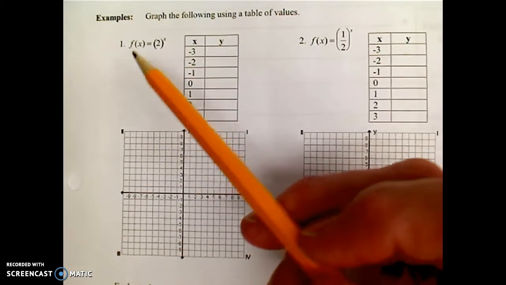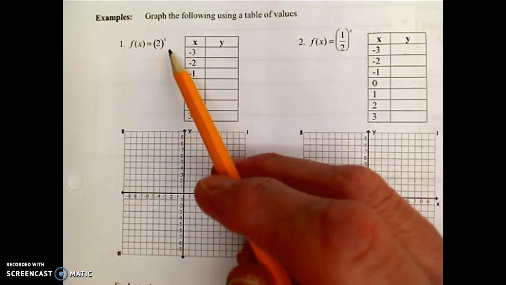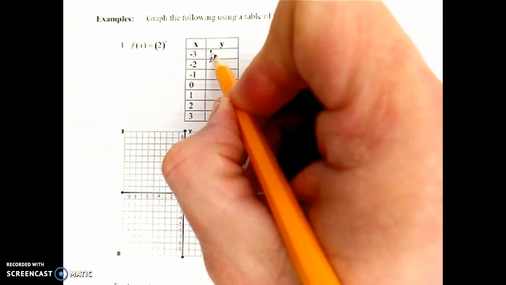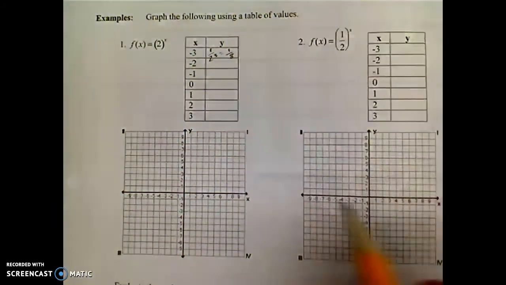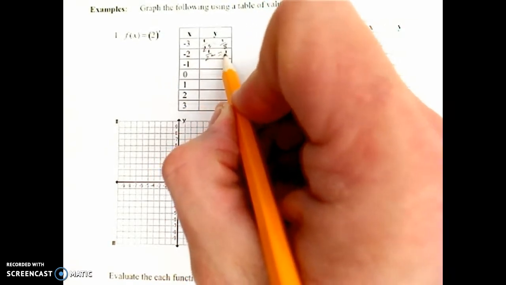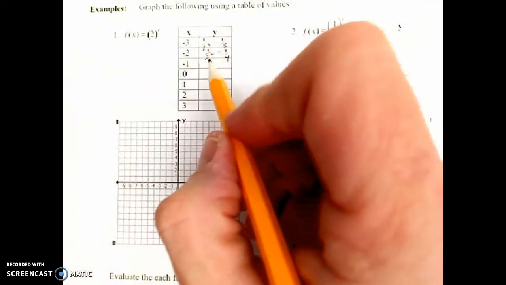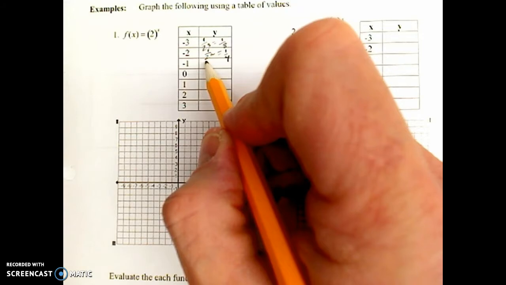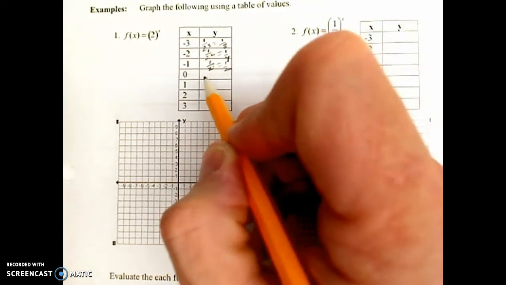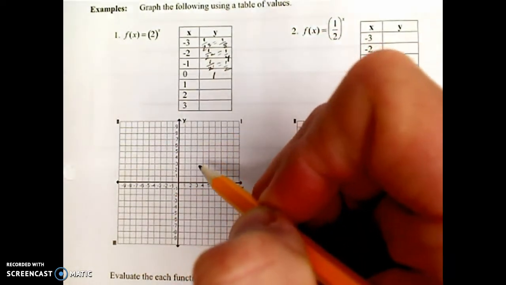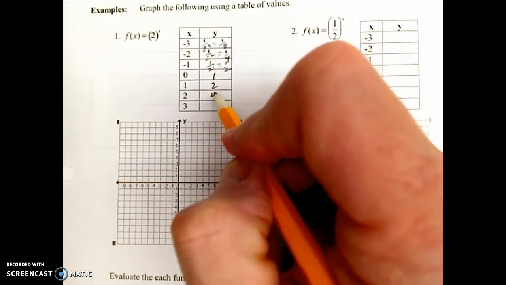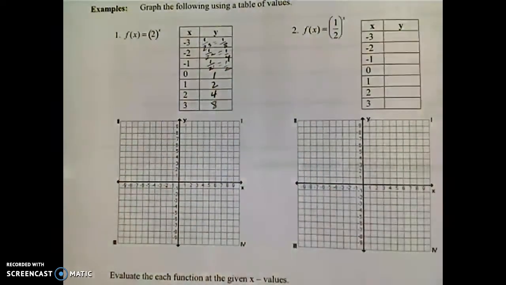We're repeatedly multiplying 2. So let's raise 2 to the negative 3 power. Remember what that means: that means 1 over 2 to the third, so that's 1/8. 2 to the negative 2 is 1 over 2 squared, that's 1/4. 2 to the negative 1 power is going to be 1 over 2 to the 1, that's 1/2. Anything to the 0 is 1. 2 to the first power is 2. 2 squared is 4. 2 to the third is 8.